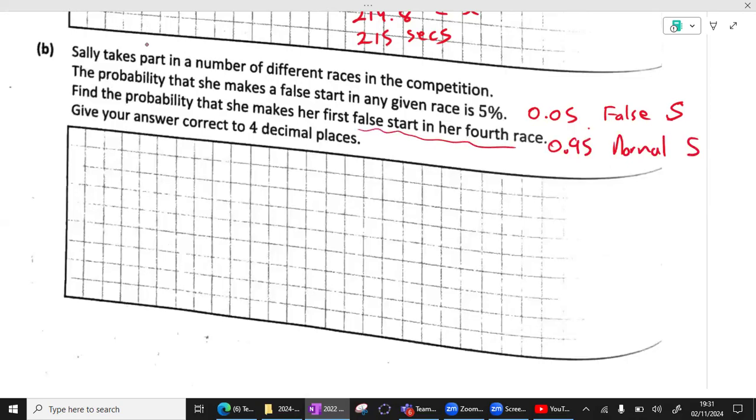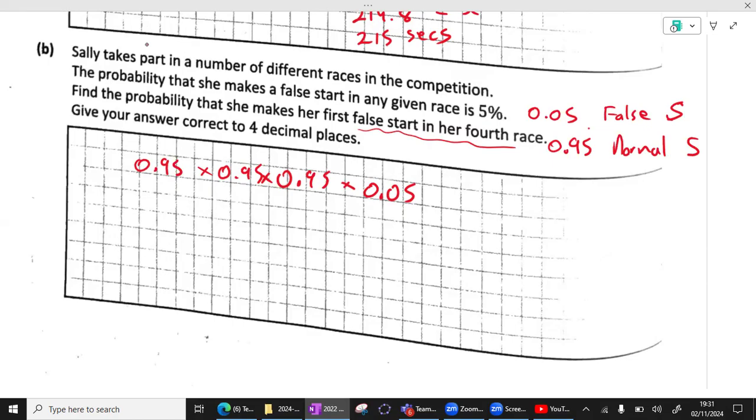Now, find the probability she makes her first false start in her fourth race. So what that would mean is, in the first three she'd have a normal start, normal start, normal start, and then she'd only have a false start in the fourth one. So that's one way of doing it, I guess. So we could do 0.95 by 0.95 by 0.95 by 0.05.